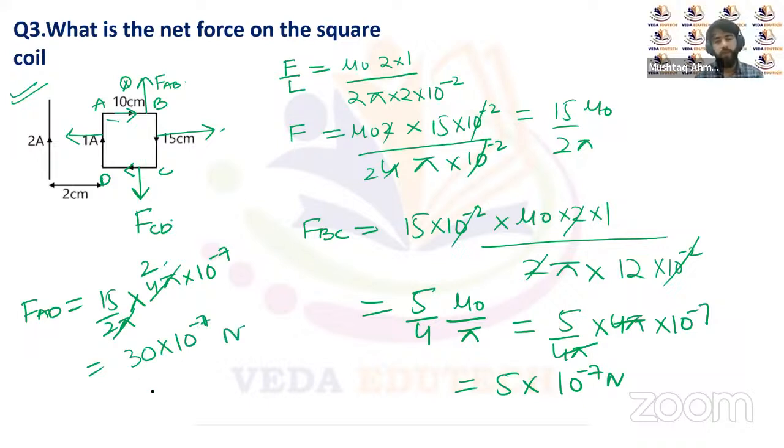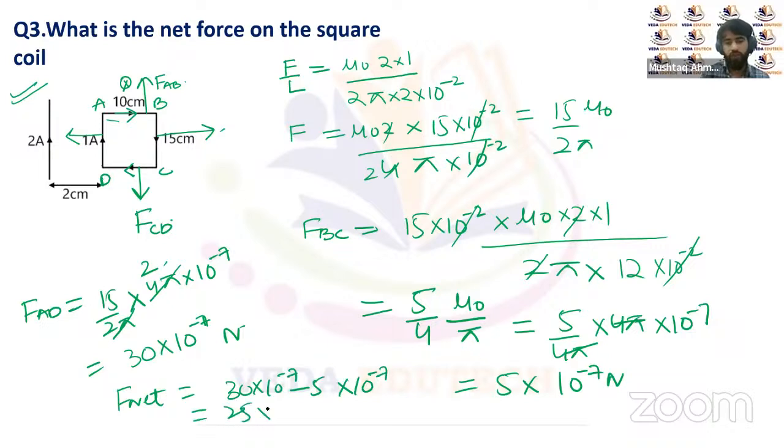So the net force F net on this loop will be 30 into 10 to the power minus 7 minus 5 into 10 to the power minus 7, right? So that has to be equal to 25 into 10 to the power minus 7 newtons, right? So this will be the net force acting on this current carrying loop. This will be the net force on the square coil.